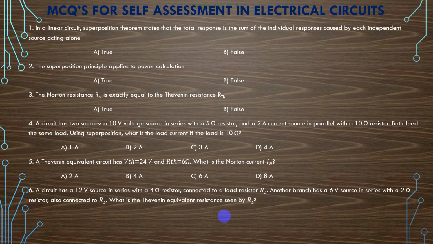So what do you need? What is the Thevenin's equivalent resistance seen by RL? So what I told you about how to check the resistance: just remove the RL and look from the terminals inside, so that we can get the equivalent.